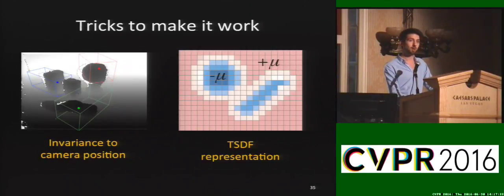Two tricks that make this work are shown here. Crucially, our predictions and our features are reasonably invariant to the position of the camera viewing the scene. We also found that performing machine learning on the TSDF representations gave improvements above binary occupancy values.